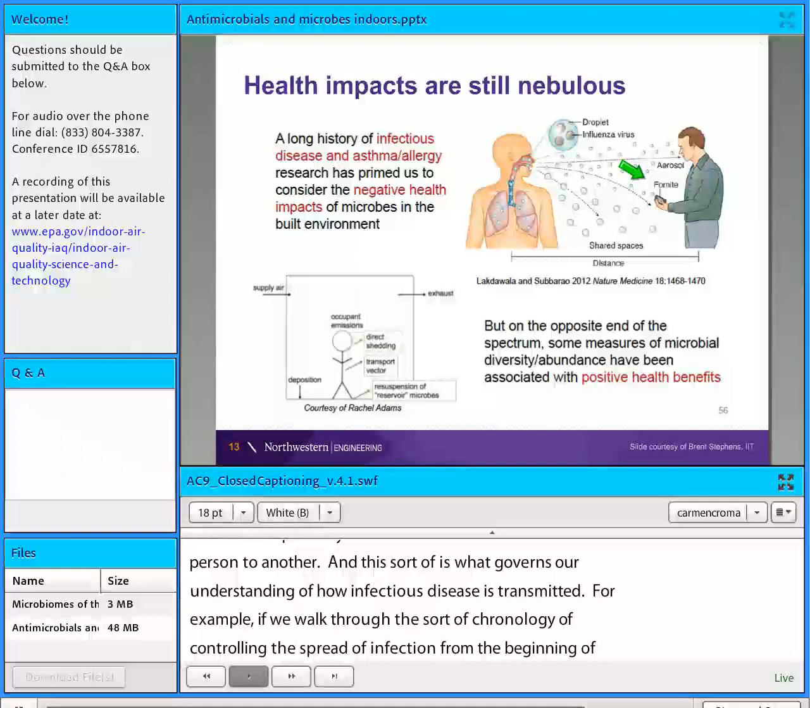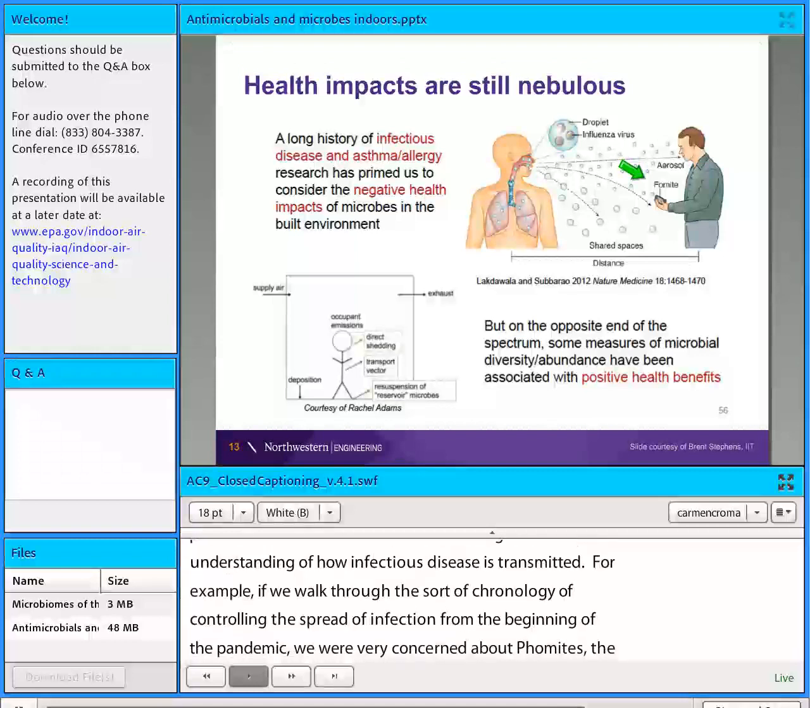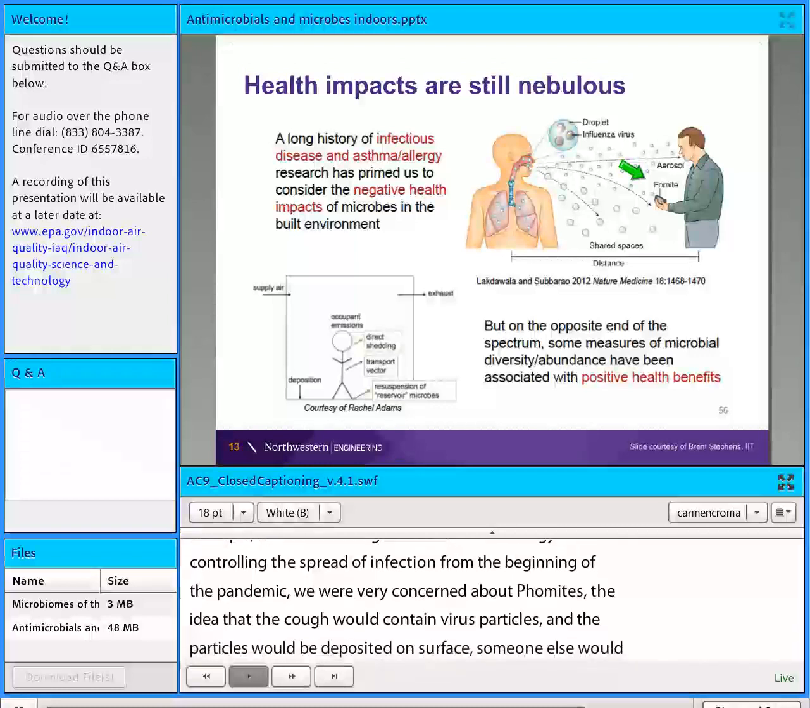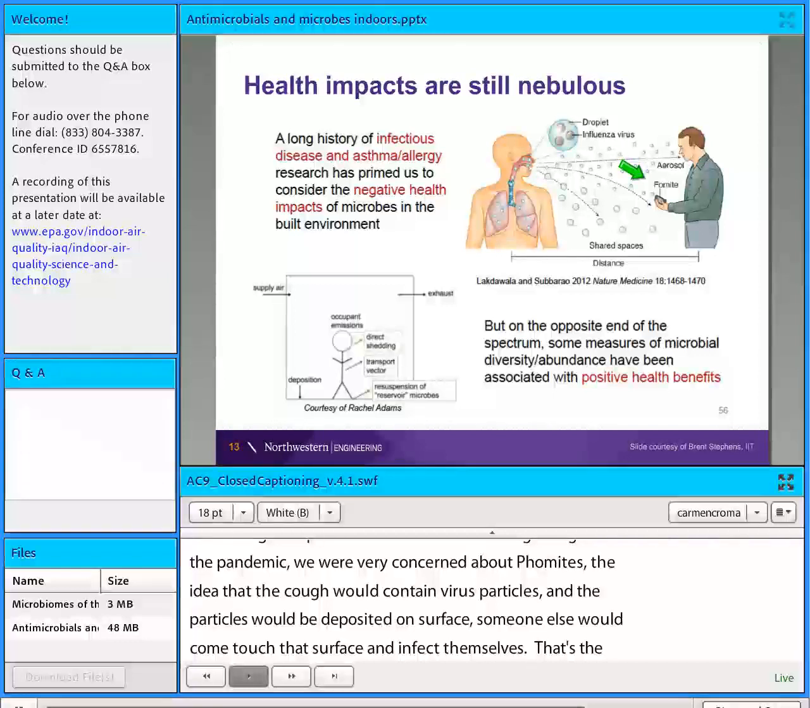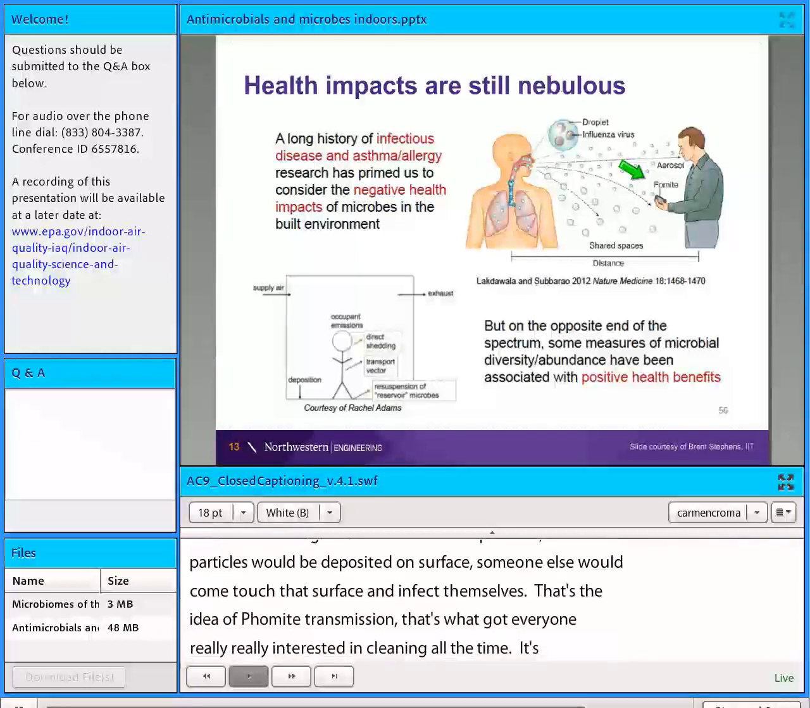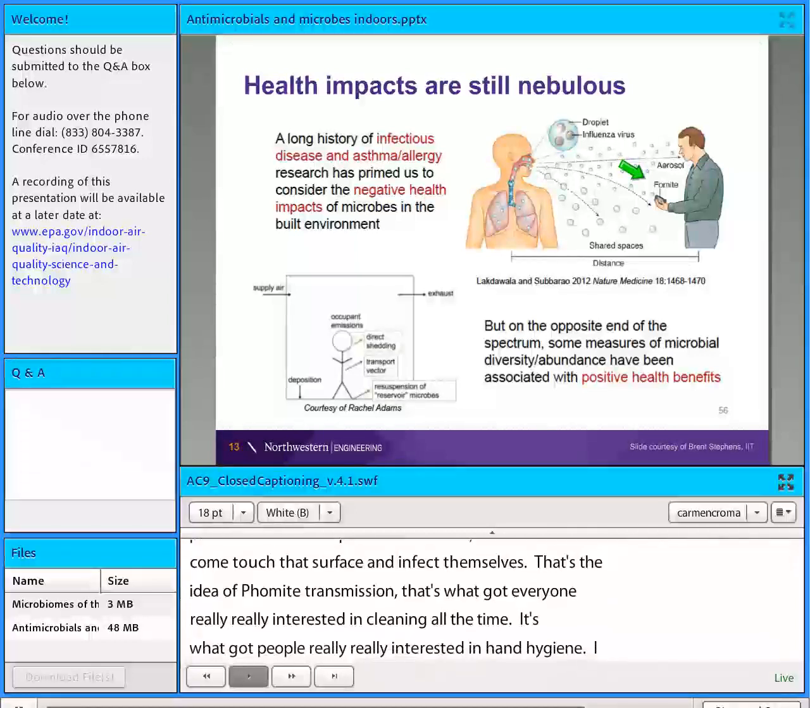So this idea that someone would cough and that cough would contain virus particles, and those virus particles would be deposited on surfaces, and then someone else would come touch that surface, pick it up, and then infect themselves. So that's the idea of fomite transmission. And that's what got everyone really, really interested in cleaning all the time, and people are still very interested in cleaning. And that's what got people really, really interested in hand hygiene. And I would say those things are still both very important.